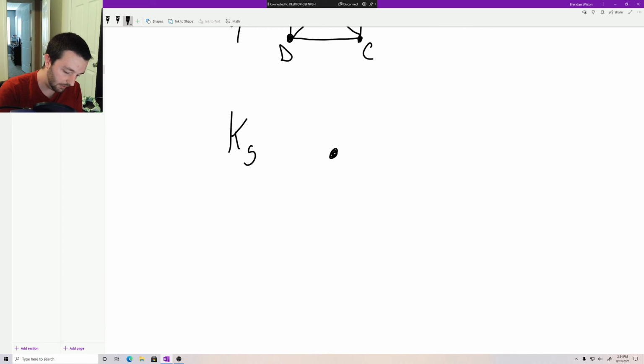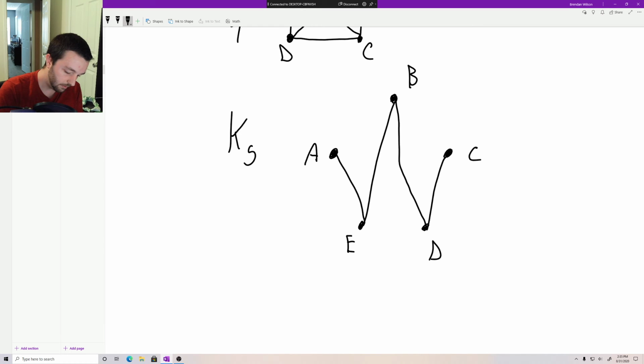K5. So we had A, B, C, E, and D. And then it looked like this. Okay. And I talked about what made it not complete. Right. And so let's take all the reasons it's not complete and try to make up for those.